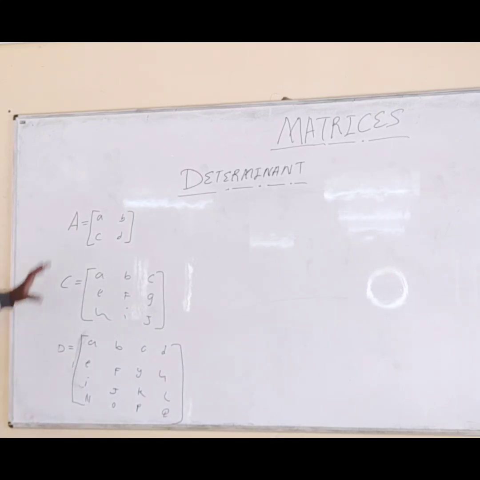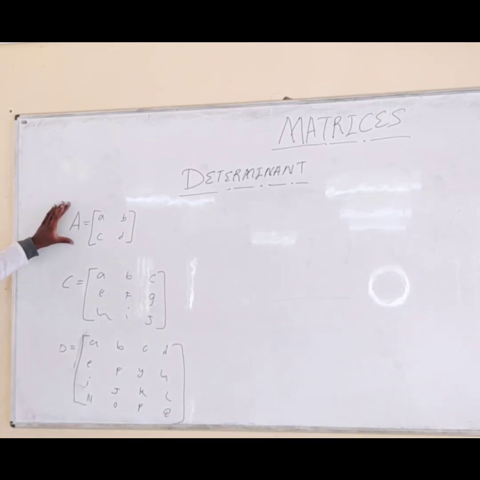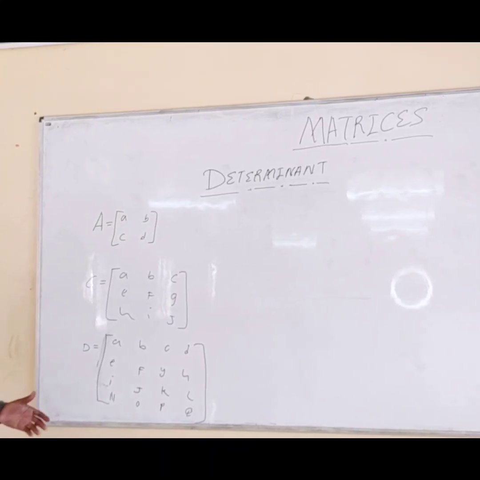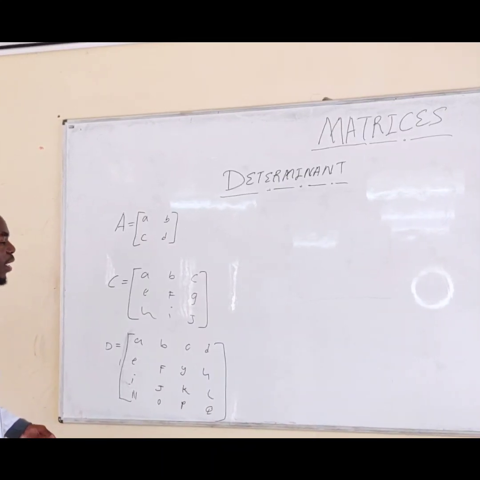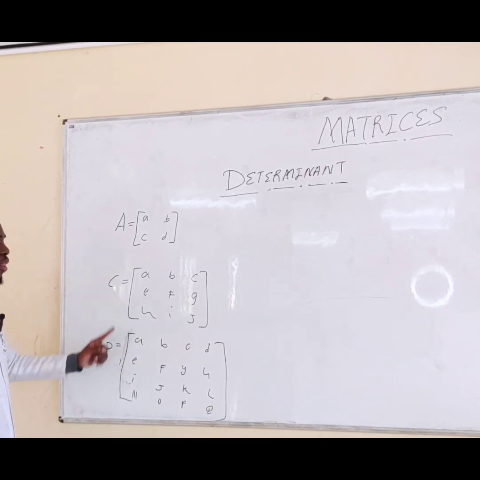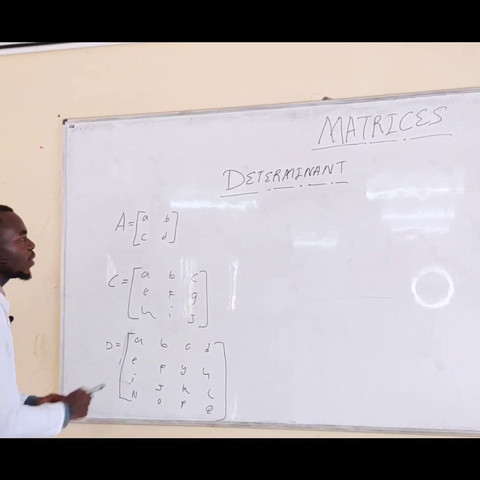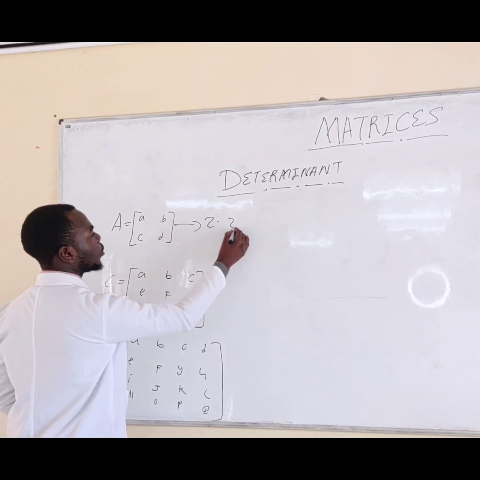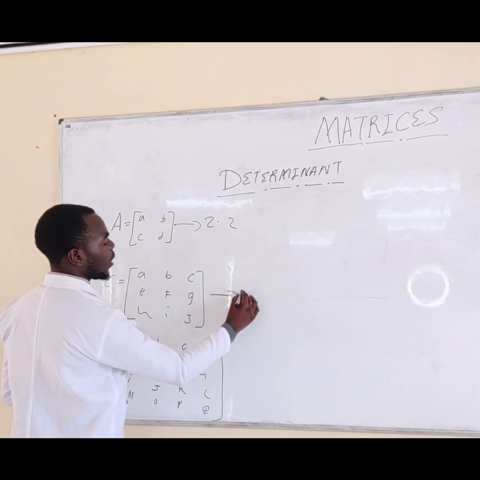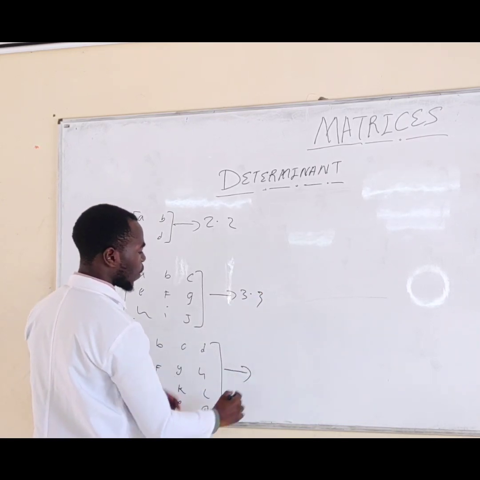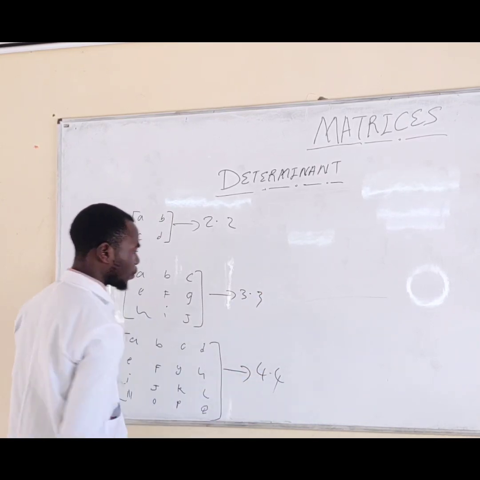Okay, so the determinant of this given matrix, and the determinant of this given matrix, we are going to use different methods. Give a reason. Because the order of this one is different, the order of this one is different, and the order of this one is different. What is the order of this one? The order of this one is 2 by 2. What is the order of this one? It is 3 by 3. What is the order of this one? The order of this one is 4 by 4.